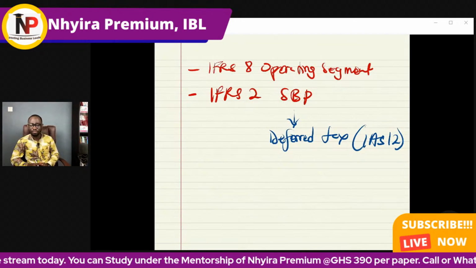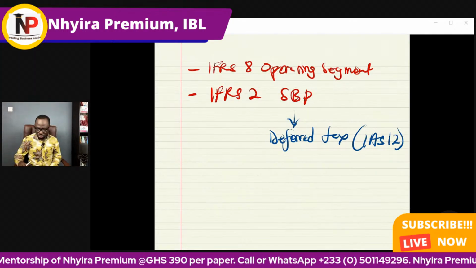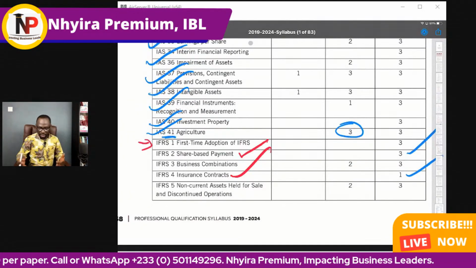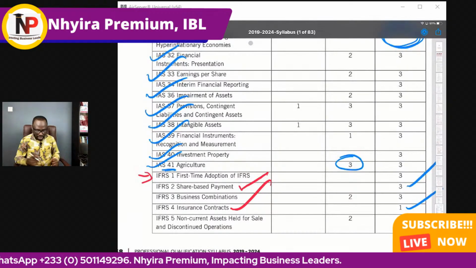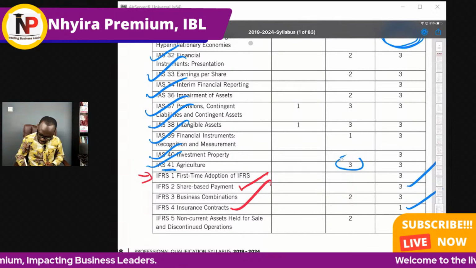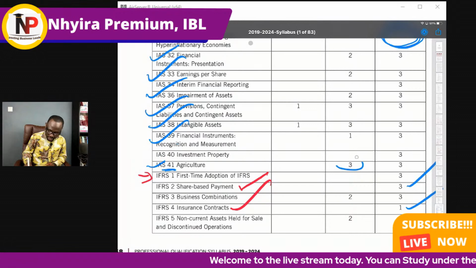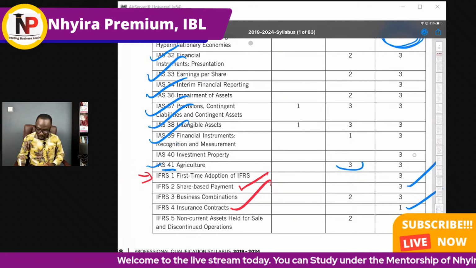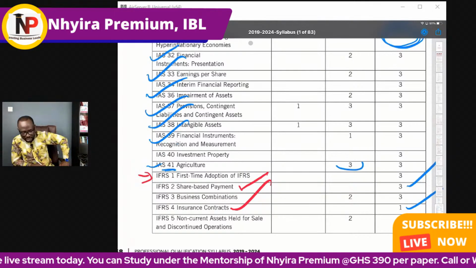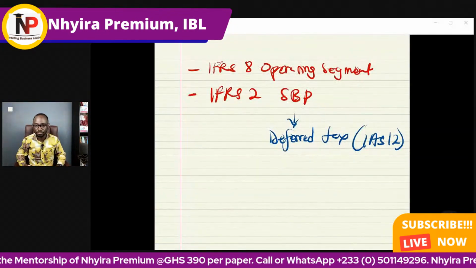You need to know about IFRS 2. Like I said, the other standards, yeah, you need to know about them, but not too exciting. Something like IFRS 1, first time adoption, is not something that you need to really look out for. Then IAS 40, investment property. It looks like it is more for level 3 than level 2, but it's examinable in level 2 in that case. So that is 30%.